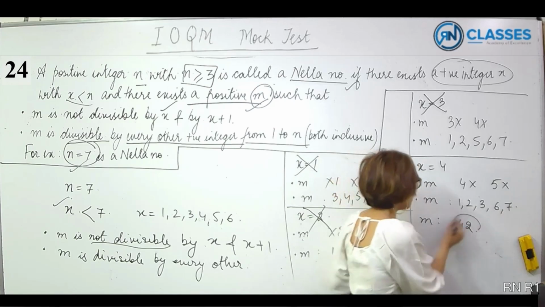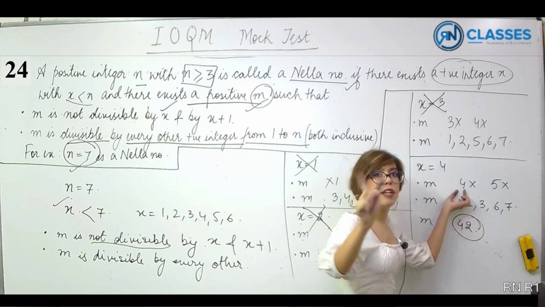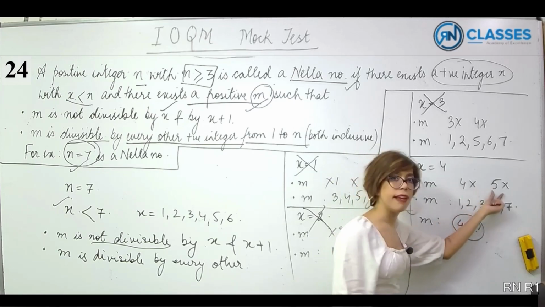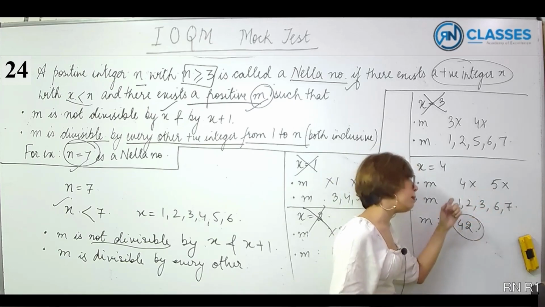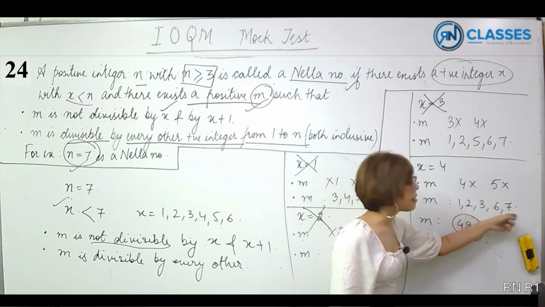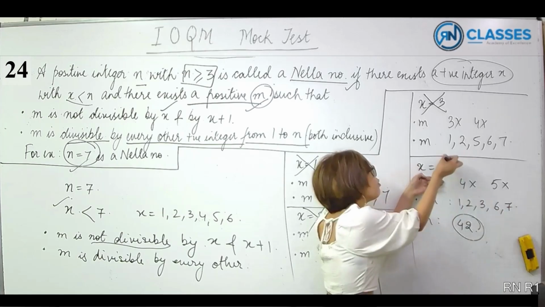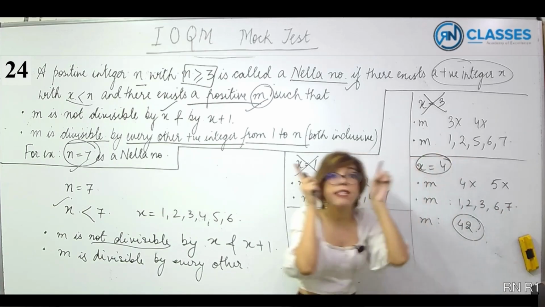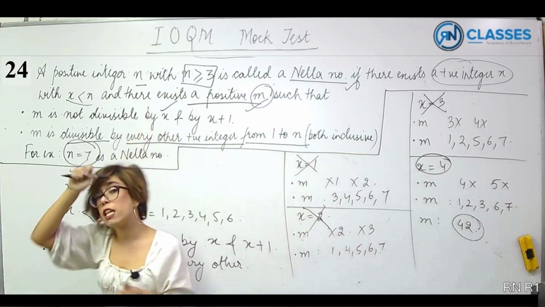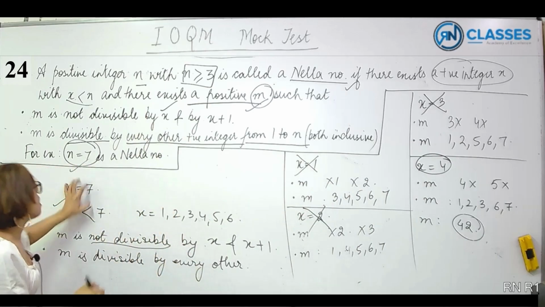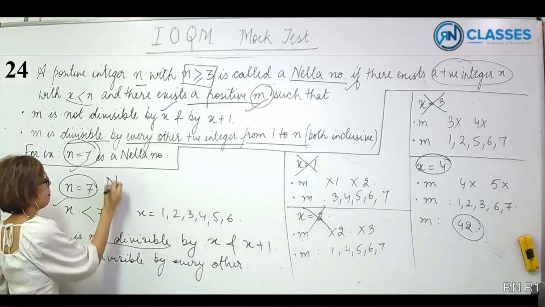Right? Let me check. 42 is definitely not divisible by 4, not divisible by 5. Done. 42 is divisible by 1, 2, 3, 6, 7. That means I am able to find m. That means I am able to find x. If there is an x for which the two conditions are satisfied, that means this n is a Nella number.